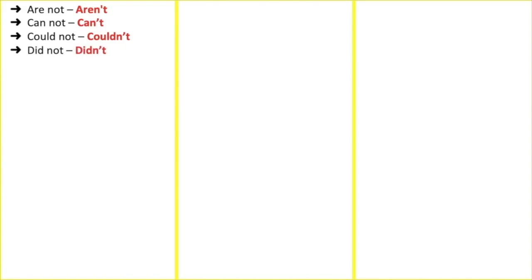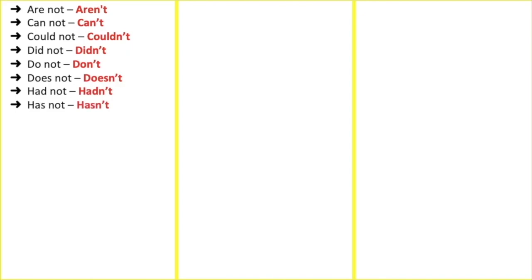Now I will go through the common contractions in English. Are not, aren't. Cannot, can't. Could not, couldn't. Did not, didn't. Do not, don't. Does not, doesn't. Had not, hadn't. Has not, hasn't. Have not, haven't.